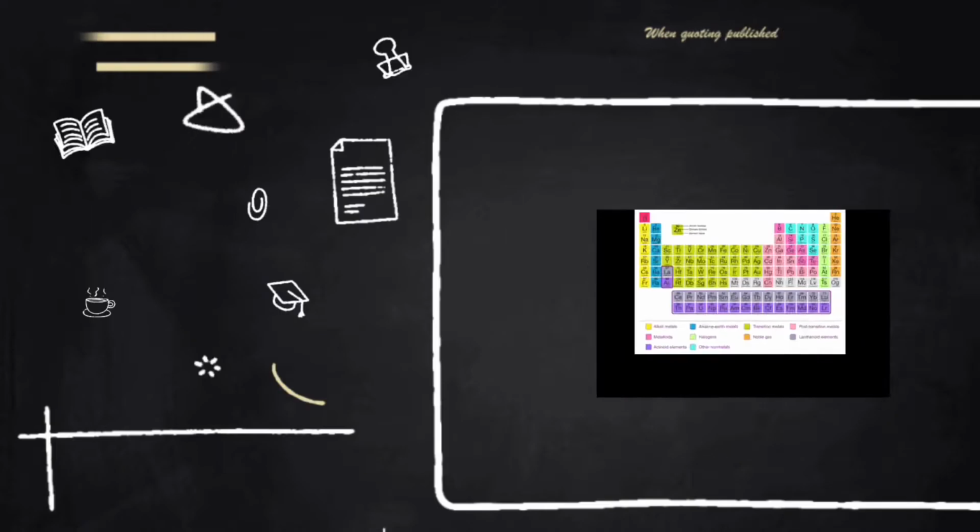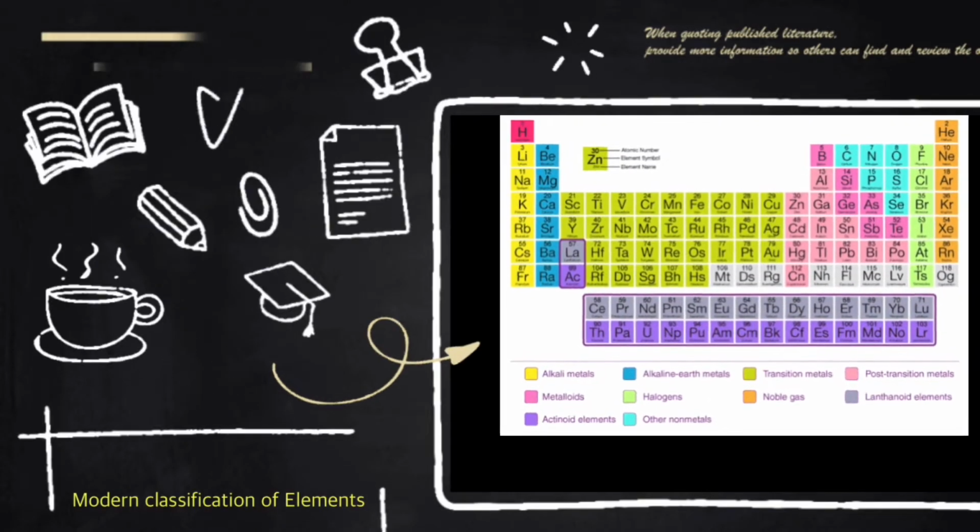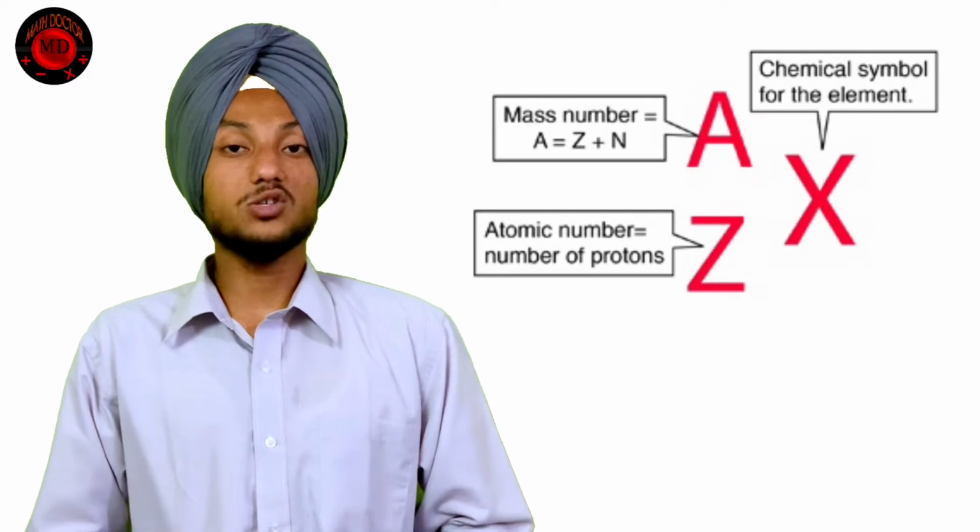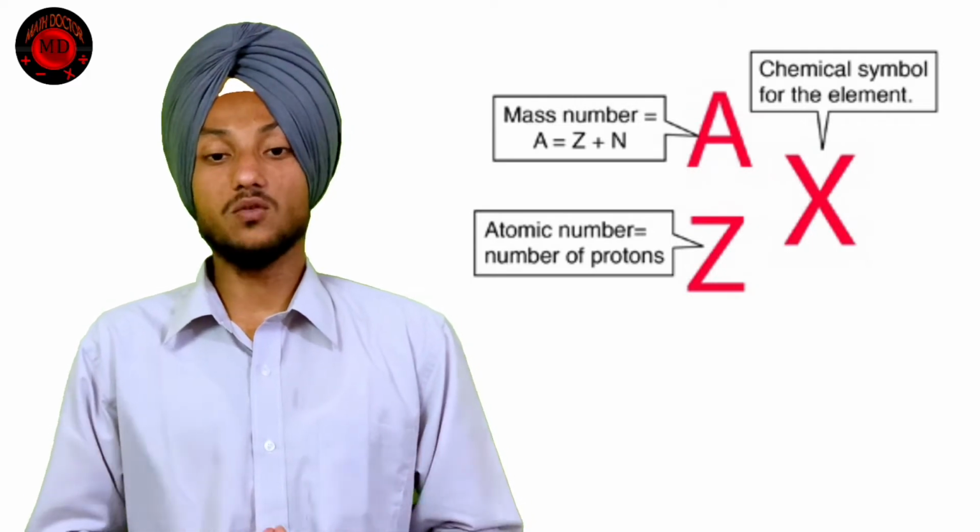Let's begin with the present basis for the classification of elements. The present basis for the classification of elements is the atomic number of elements. The atomic number of an element is equal to the number of protons in an atom of the element.